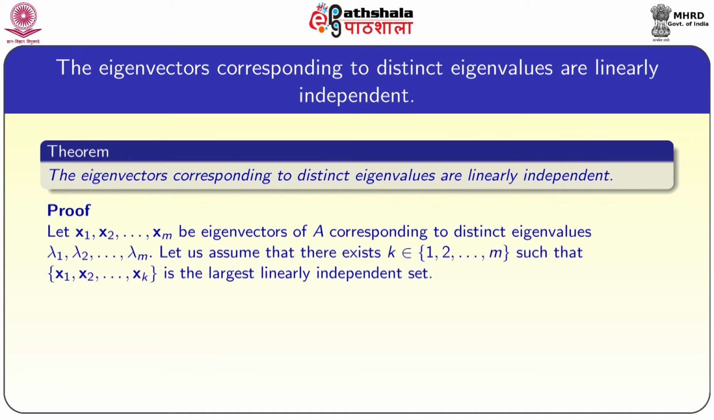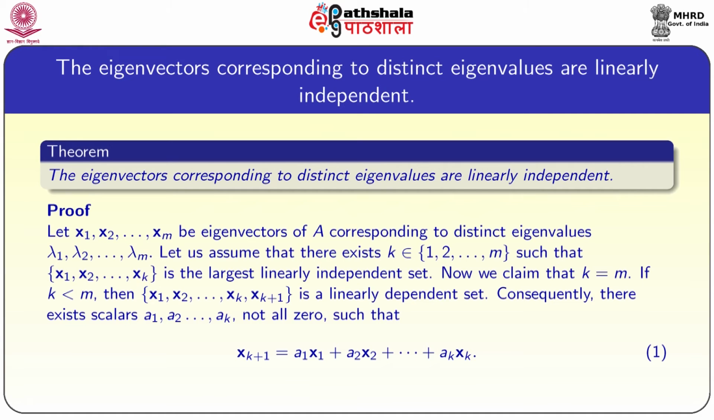Let us assume that there exists k belonging to 1, 2, 3 and so on m such that x1, x2 and so on xk is the largest linearly independent set. So, our objective is to show that k equals m. So, we know that k is at least 1, since a single non-zero vector is always linearly independent. So, k is at least 1, but our objective is to show that k is equal to m.